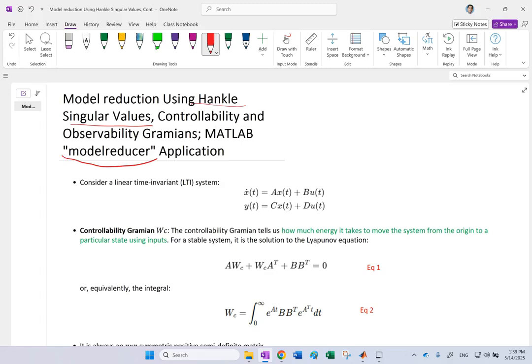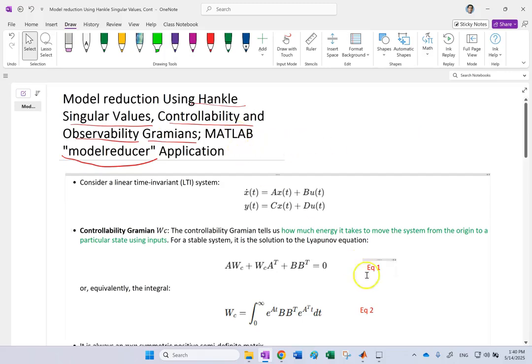topic that I have not talked about, and those are called controllability and observability Gramians. So I need to give you some application, which is model reduction in MATLAB, but also go into the theory of control behind the scenes to explain that. Now, there is another way for model reduction, and that is closeness of poles and zeros, and I'll show you that one as well.